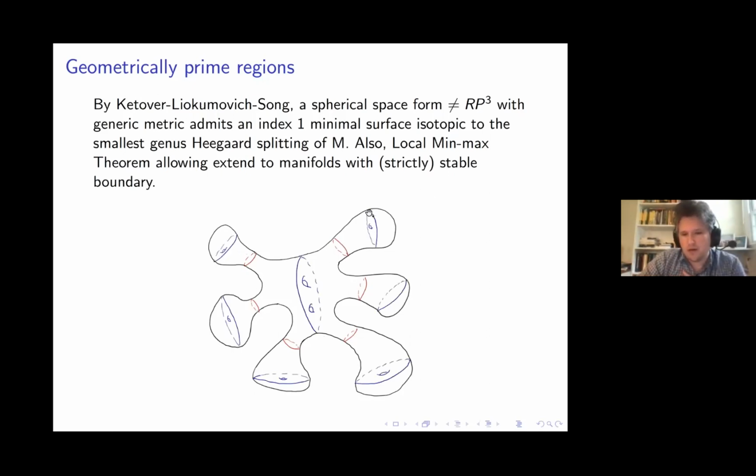So basically, I'll then look at the Heegaard splitting of these pieces, and I will do a min-max, and then I will isotope to an index 1 minimal surface, and this will be the picture I get. So if I cut the red surfaces, which are stable, and the blue surfaces, which are index 1, I get disconnected pieces like this one here, which are geometrically prime.